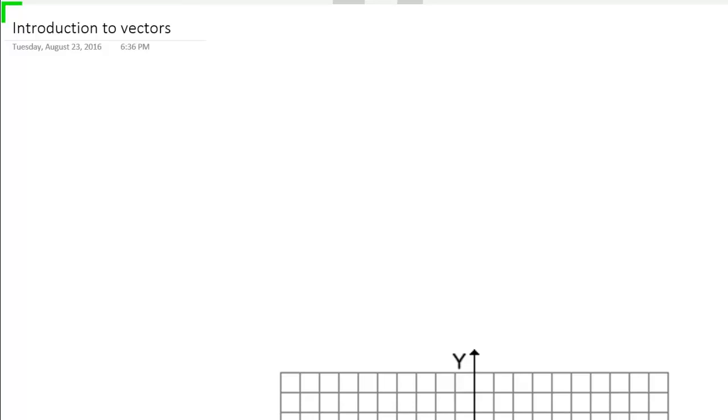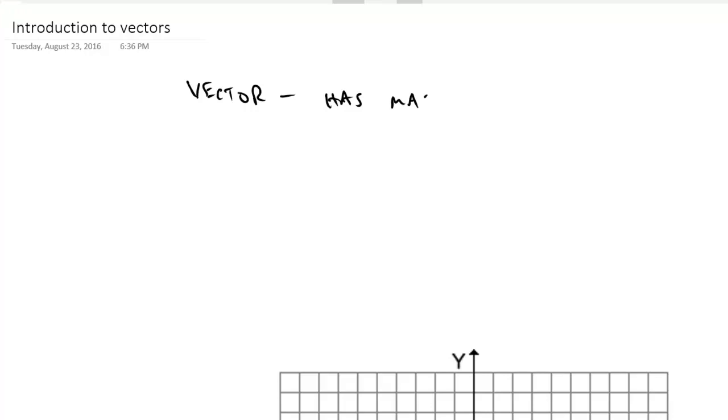One of the first things that we need to discuss in this class is vectors. A vector is defined to be a quantity that has both a magnitude as well as a direction. Magnitude and direction.